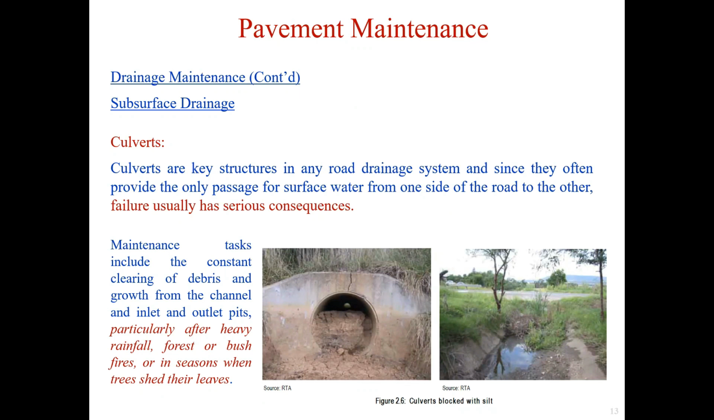Maintenance of the culverts includes constant clearing of debris and any growth from the channel and the inlet and outlet pieces. Special consideration needs to be taken after heavy rainfall, forest or bushfires, or in seasons where trees shed their leaves. The accumulation of silt or drift sand in the culvert barrel must also be removed periodically by mechanical or hydraulic means.